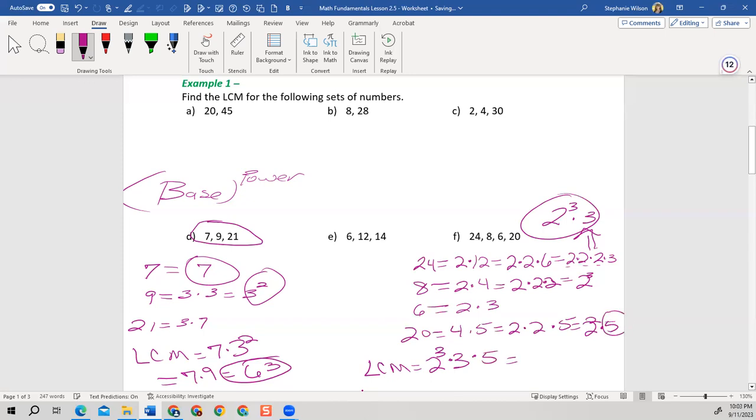So now 2 cubed is 8. 8 times 3 times 5, which is 24 times that 5. Now I have 24 times 5 gives me 120. So my least common multiple here is 120. And it's the number that all these numbers will go into, just not the same amount of times. So that's finding our least common multiple.